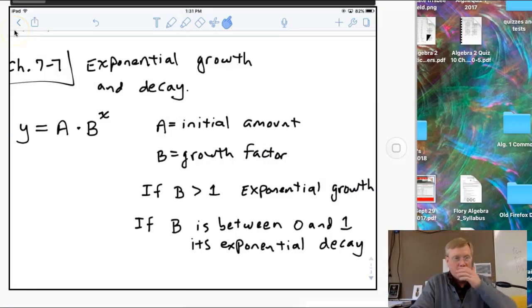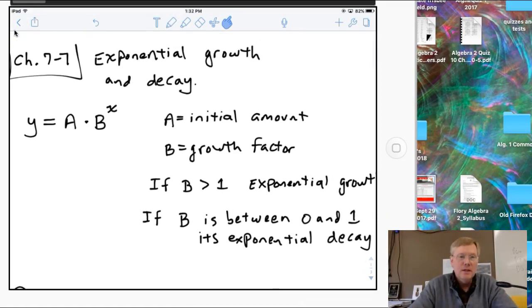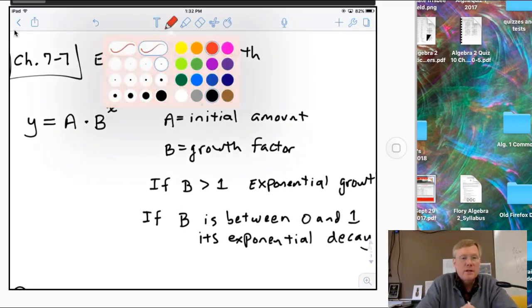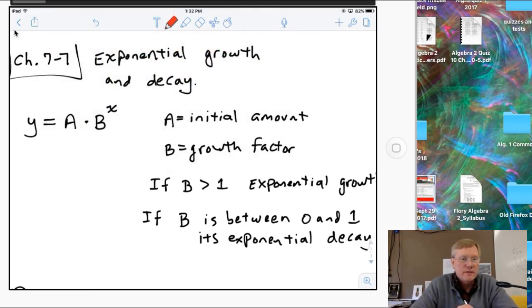Okay, hello. Today I'm going to be showing you about exponential growth and decay, right? And this is building out the last section we worked on. Believe it or not, this is actually the same equation that we worked on in the last one. I figured if there was an f of x there instead of a y, but that would be the only difference. So y equals a times b to the x, where a is the initial amount and b is the growth factor.